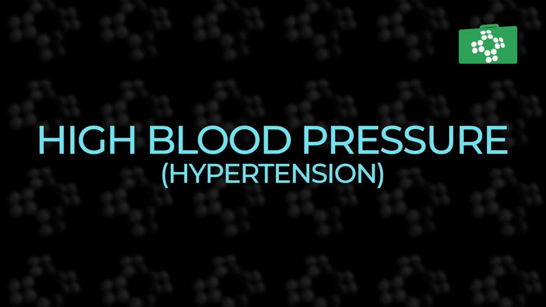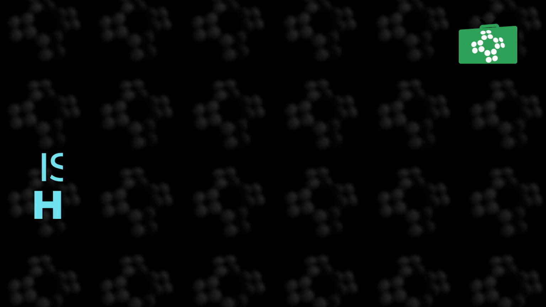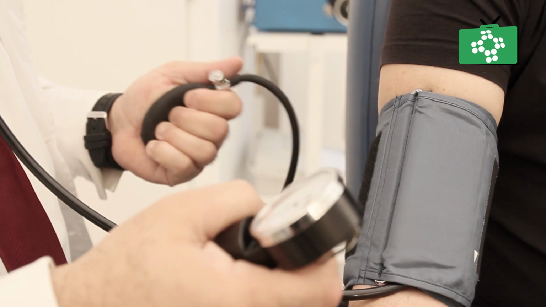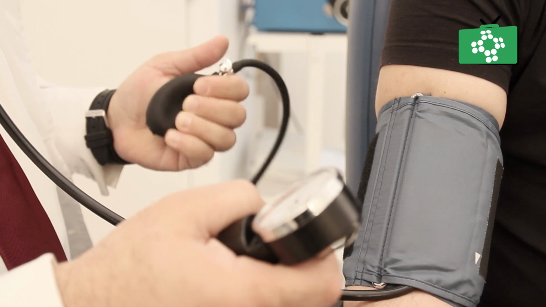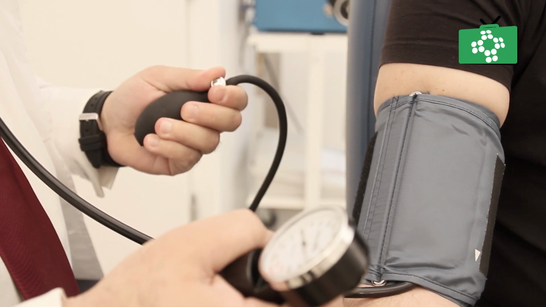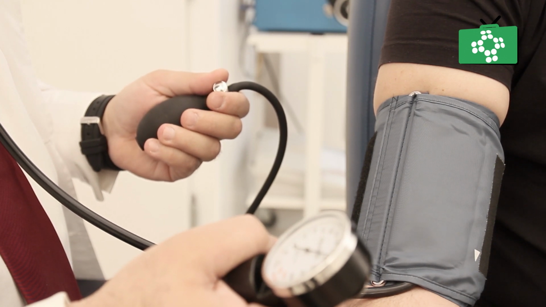High blood pressure, also known as hypertension, is a common condition that occurs when blood pressure is consistently too high. It's defined as a blood pressure reading of 140/90 or higher. High blood pressure can damage the arteries and the heart and other organs, increasing the risk of heart attack, stroke, kidney disease and other serious health problems.